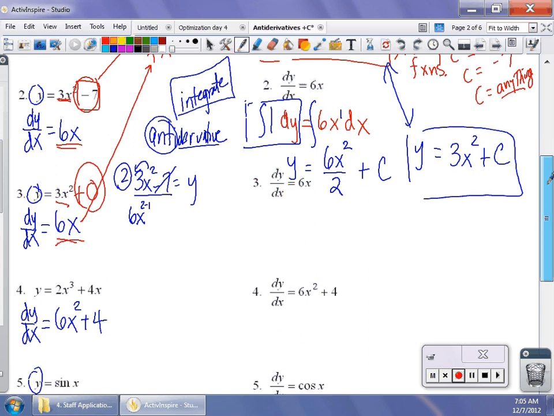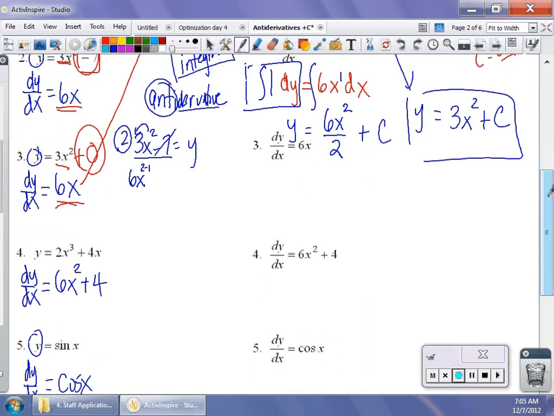Problem number 3, again, the same problem. So let's just, for posterity, go ahead and do the problem. We're going to separate our variables by multiplying both sides by dx. So I'll have dy equal to 6x dx. I need a symbol that says I'm going to reverse the process. I'm going to go from a derivative back to the original function. So I'm going to find the antiderivative, or the integral of both sides.